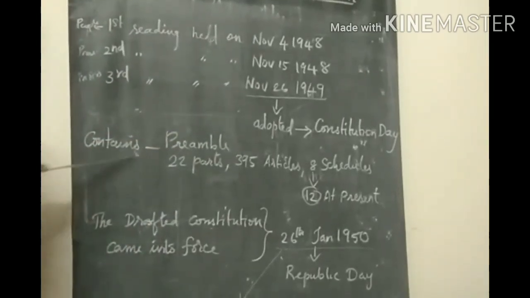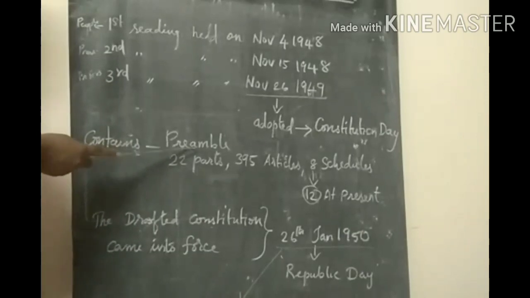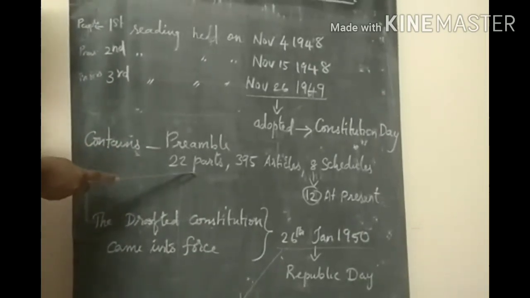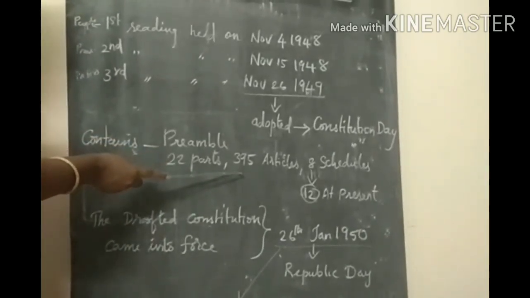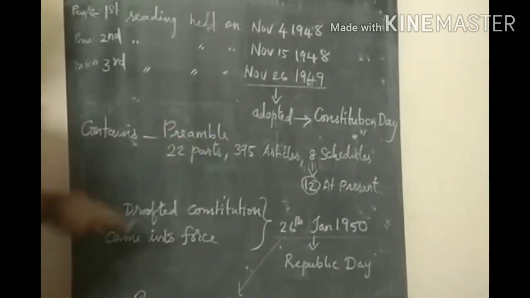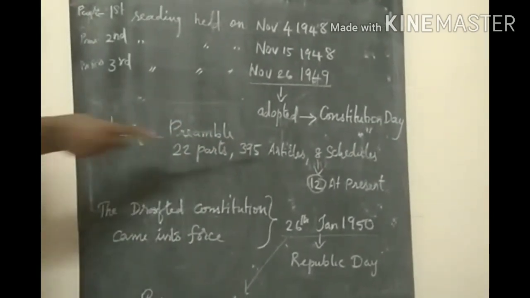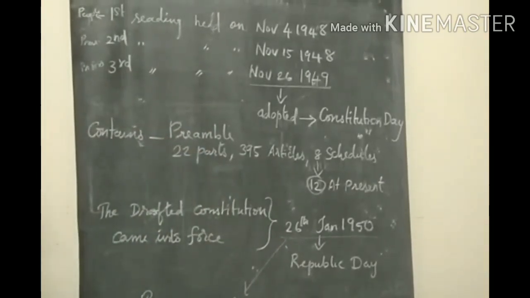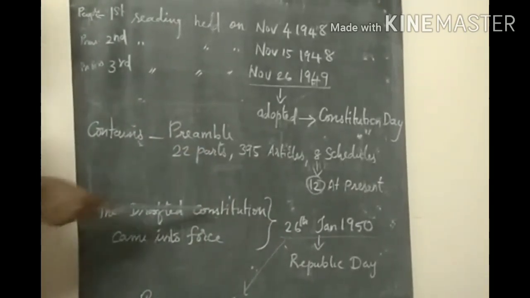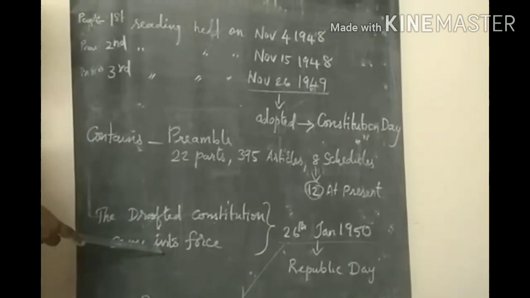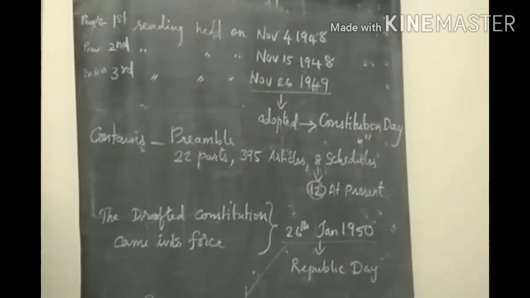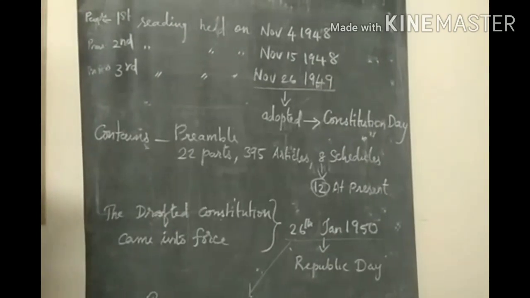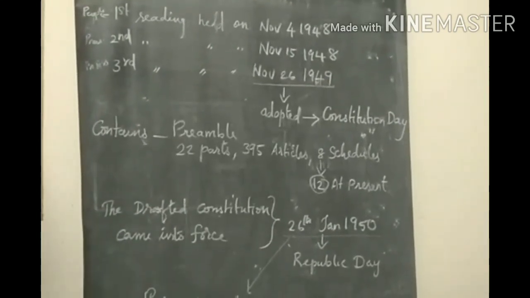Okay, our constitution contains a preamble, 22 parts, 395 articles and 8 schedules. So when it was framed, it had 8 schedules. At present, it has 12 schedules. Okay, the drafted constitution came into force on 26 January 1950. That day was observed as Republic Day.